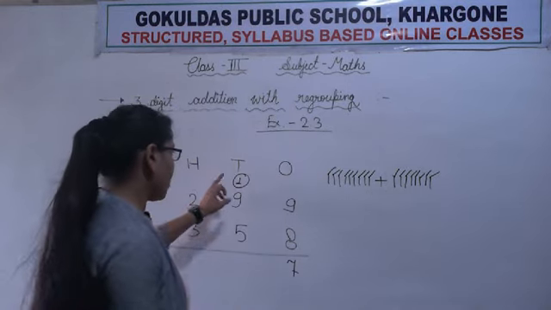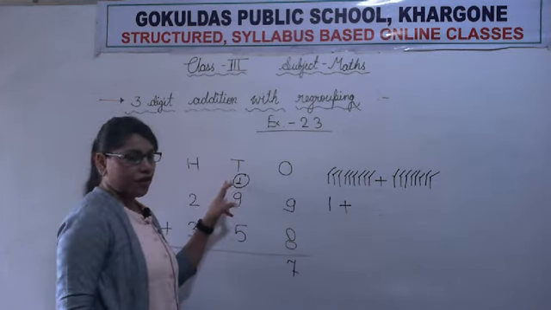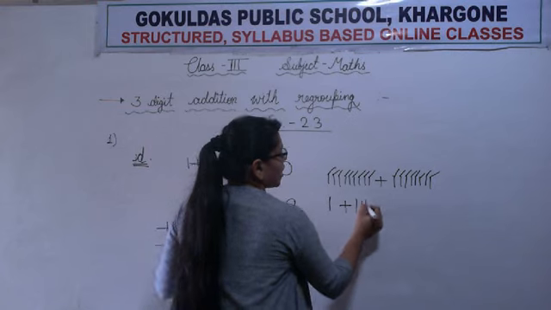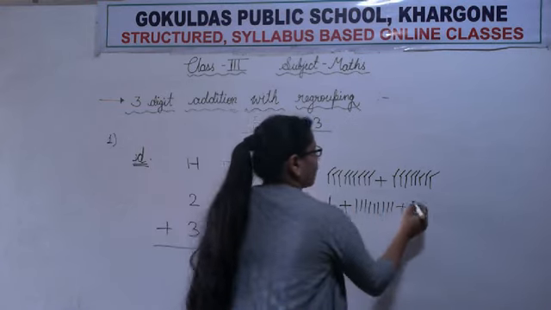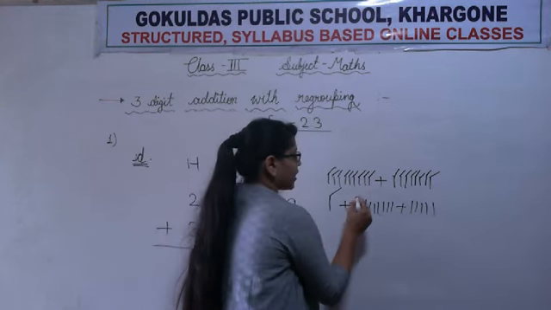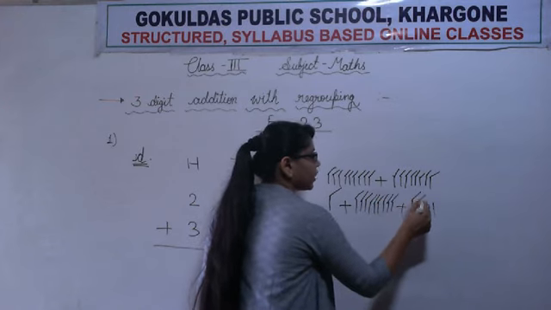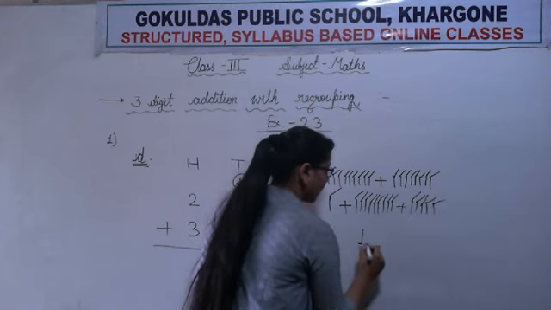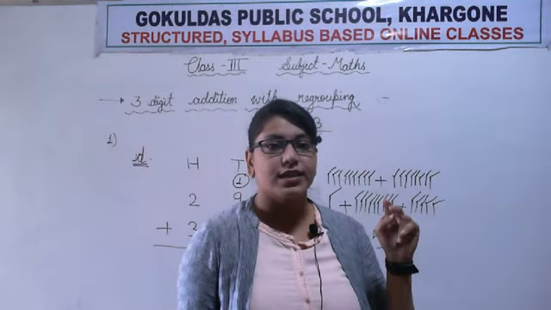Now we will add the tens column. We will draw 1 stick for this one. We will draw 9 sticks for this 9, and we will draw 5 sticks for this 5. Now let's add them all. 1, 2, 3, 4, 5, 6, 7, 8, 9, 10, 11, 12, 13, 14 and 15. Again we got a 2-digit answer. We added one-digit numbers and got a 2-digit answer.